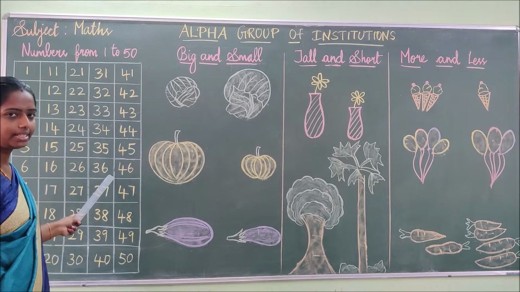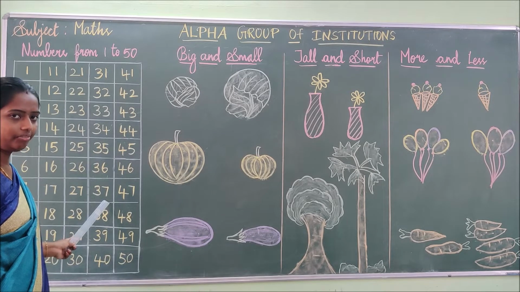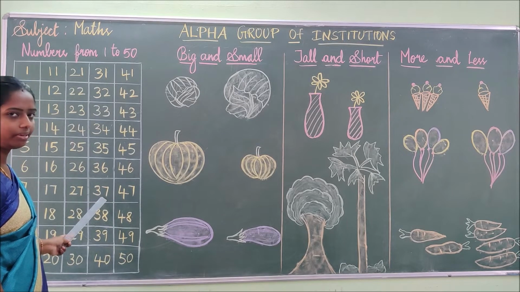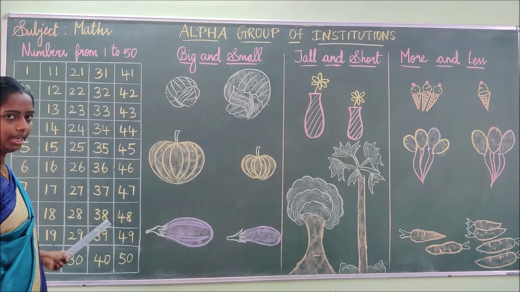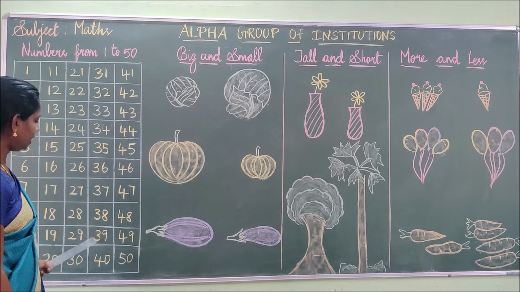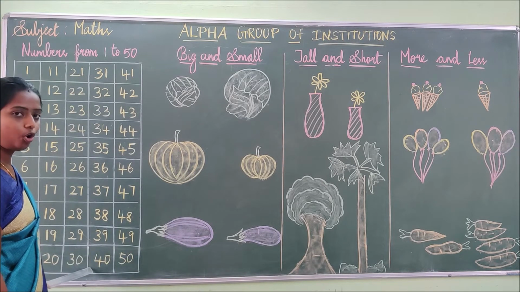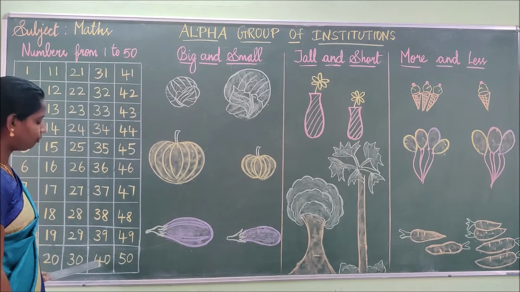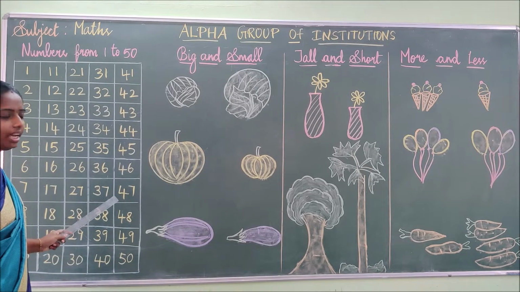3, 6, 36. 3, 7, 37. 3, 8, 38. 3, 9, 39. 4, 0, 40. Then what is the number that comes after 40, children?